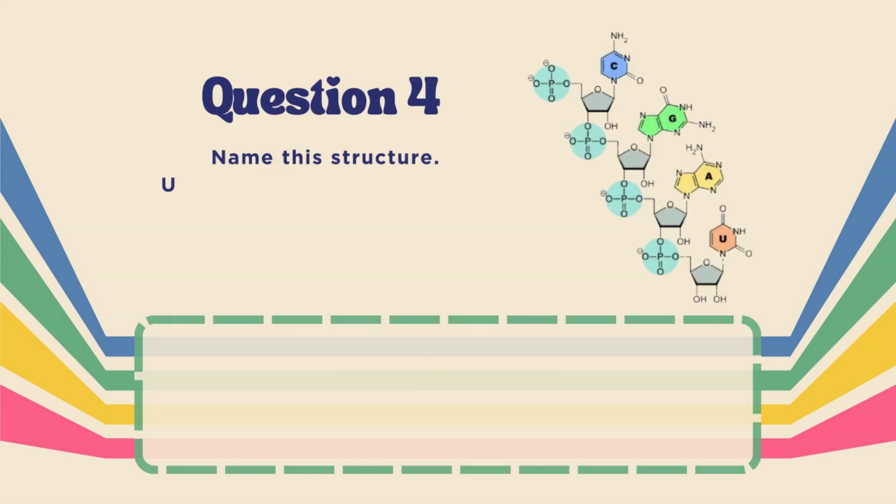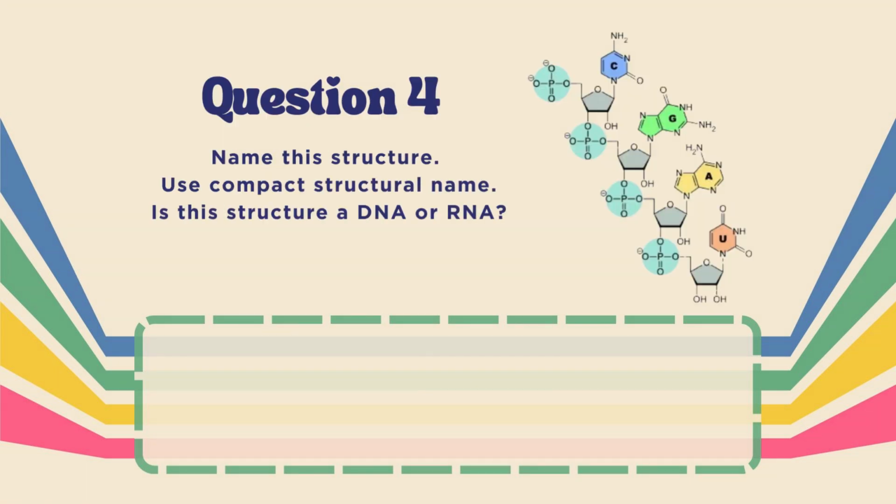And last but not the least, what is the name of this structure? Note to include the phosphodiester links. Is this structure a DNA or RNA? You're absolutely nailing it! It's PCGPAPU, and it's an RNA because it contains U.